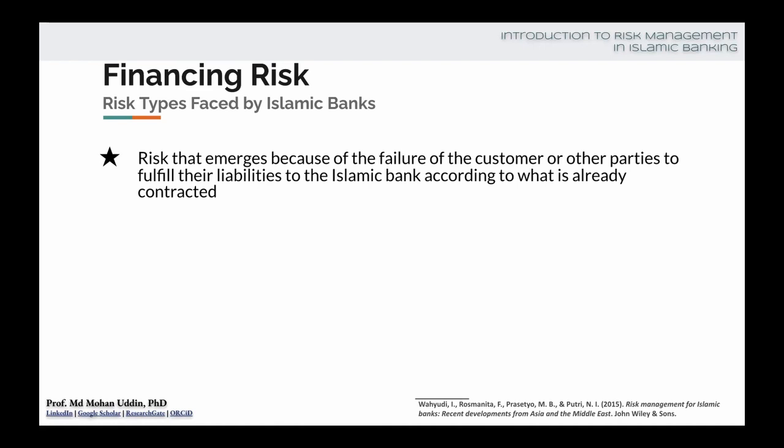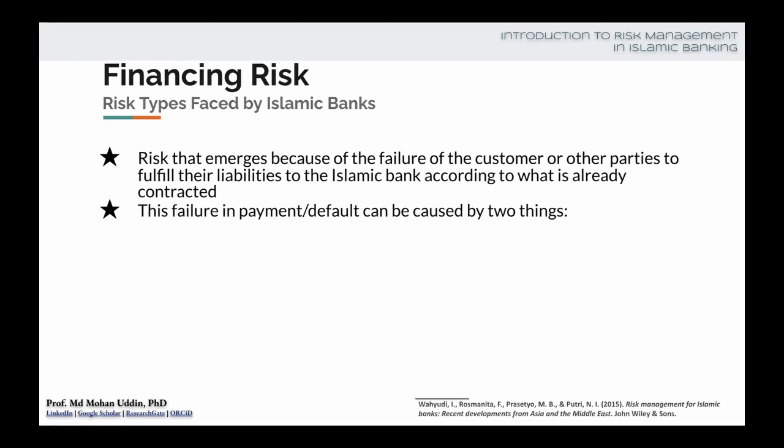So when we study different types of risk, actually we focus on the possibility of loss due to this kind of event. So what is the event in this case? In this case, the event is the failure of the customer or other party to fulfill their liability to the Islamic bank. So what is the risk event? The risk event is the failure of the payment by the customer or other parties to the Islamic bank. And what is the outcome of the unwanted event? The outcome is loss of the Islamic bank. So that is called the financing risk.